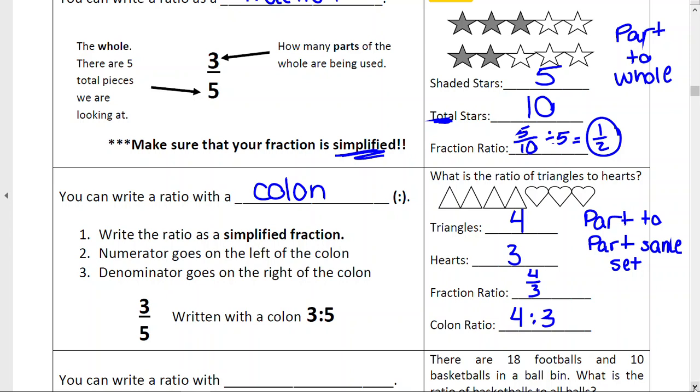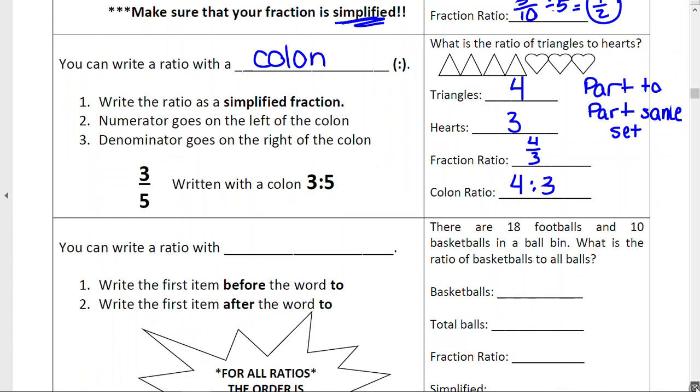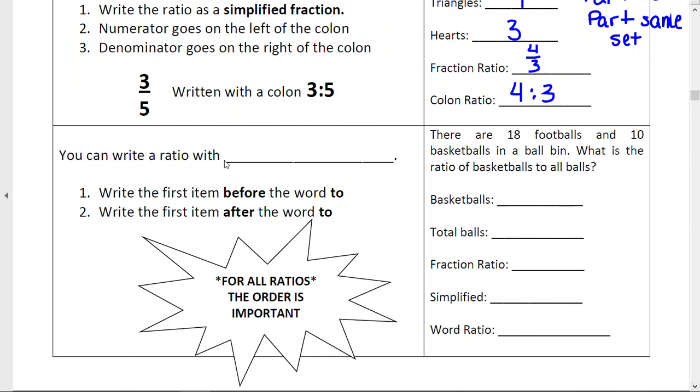The last way to write a ratio is with the word to. And same thing as with the colon, you just take the fraction and you tip it over. So the first item goes before the word to and the second item goes after the word to. It's always important for ratios that the order is important.